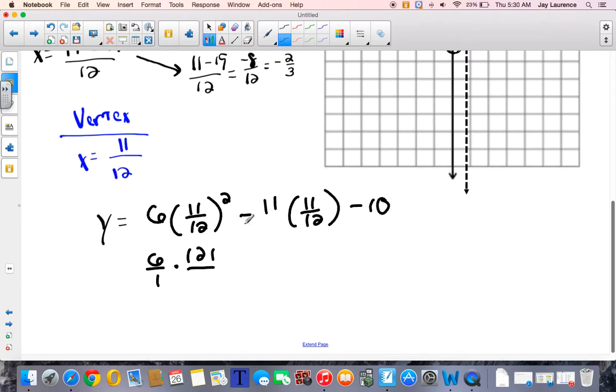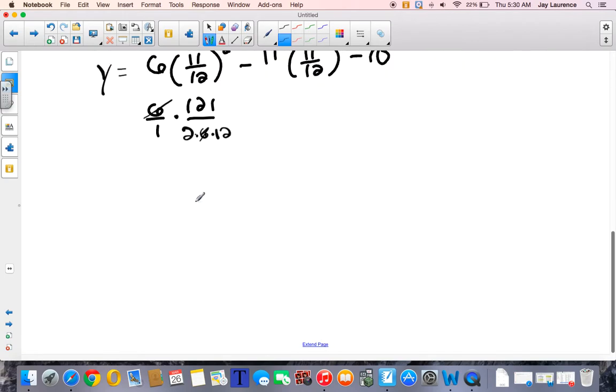Since I'm going to try to do this without a calculator. I don't mind you using one. But let's see, what if I thought about this? There's 12 and 12. What I thought about is 2 times 6 times 12. And that way my 6's could cancel out. And I would get 121/24 minus 121/12 minus 10.